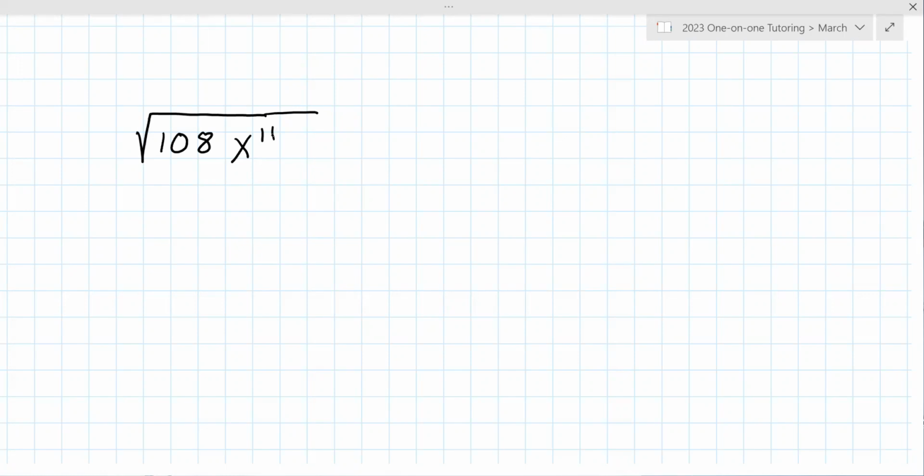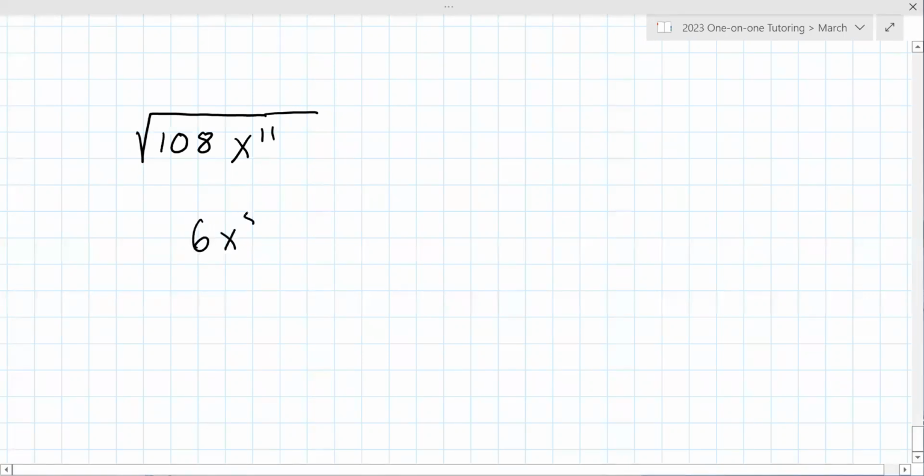Okay. Let's see if I have the answer. Okay, so it would be 6x to the 5th power square root 3x. Nice job.